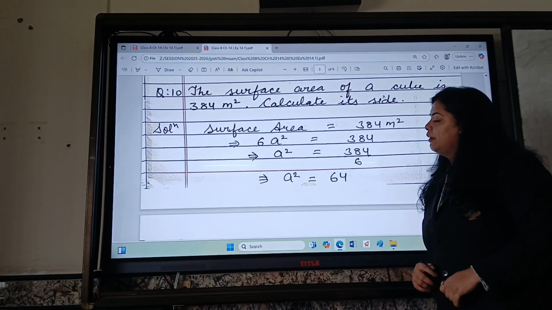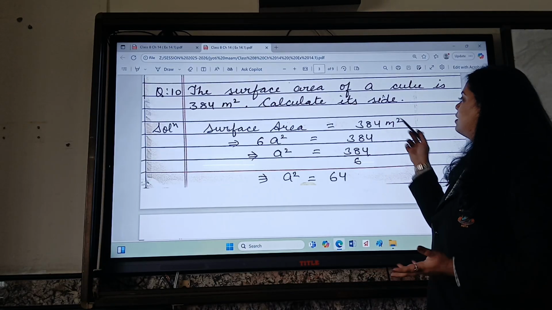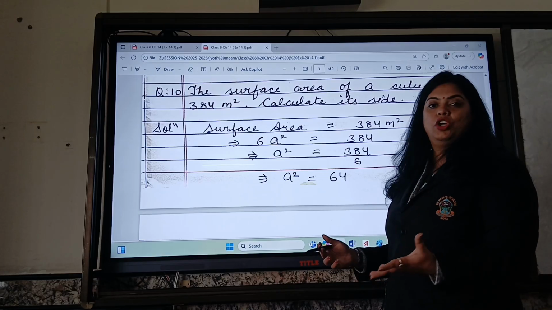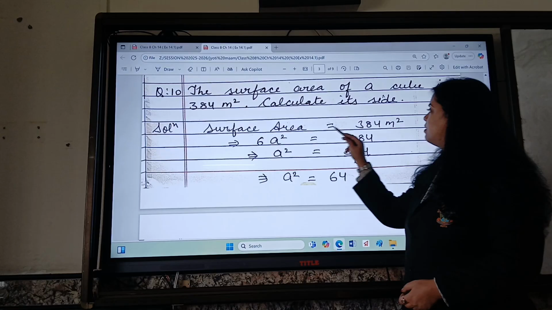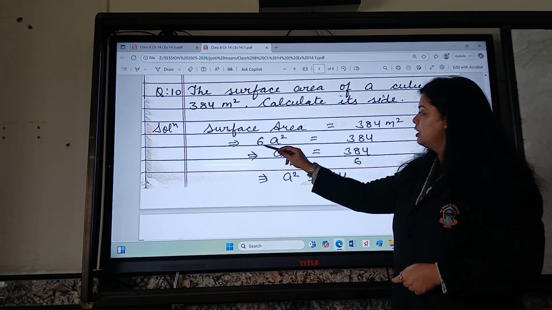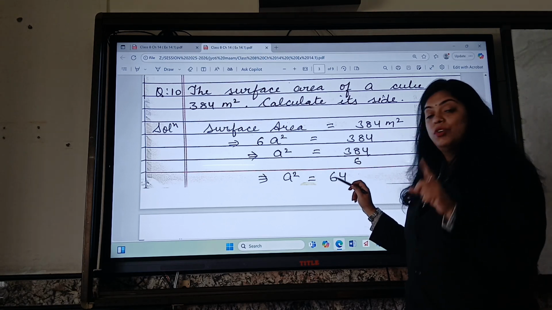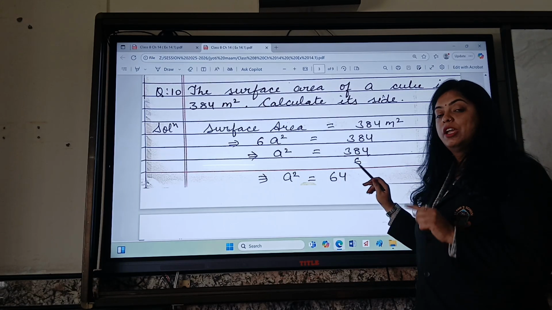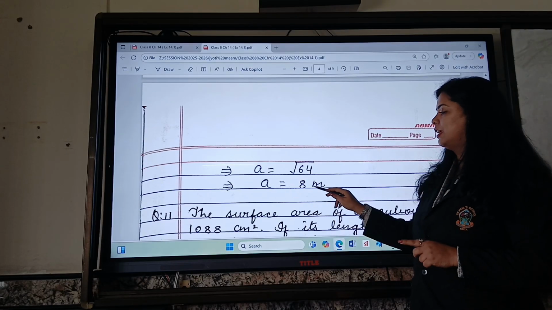Now, in question number 10, the surface area of a cube is 384 meter square. Calculate its side. Again, the same thing, the question is asking about the surface area of a cube. We know the surface area of a cube is 6a square, but according to the question the surface area is equal to 384. I will put this formula in front of the given value. So, 6 will transfer, and after cancellation you get 64. But 64 is not the answer. It is a square, so it will go to this side and convert into a square root, and the square root of 64 is 8. So, the side of the cube is 8 meter.